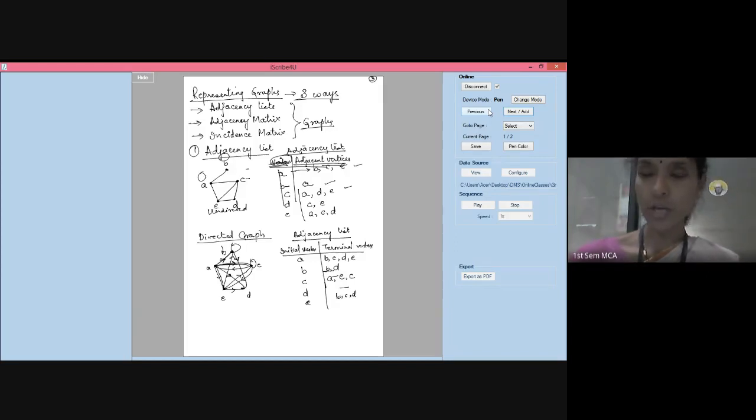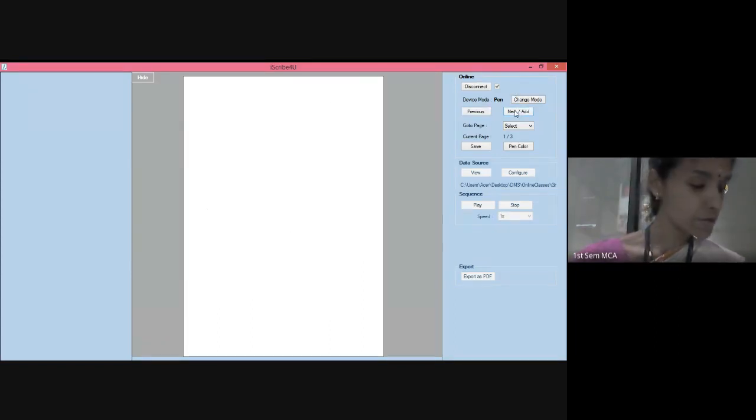Maybe you can try one more graph for adjacency matrix. Take down this graph.